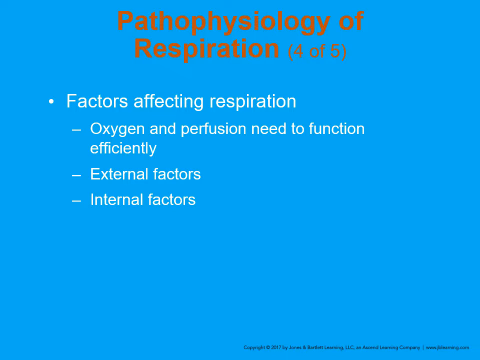Factors affecting respiration. Oxygen and perfusion need to function efficiently. External factors include atmospheric pressure and the partial pressure of oxygen in the environment. Internal factors include conditions that reduce the surface area for gas exchange and decrease the body's oxygen supply, leading to inadequate tissue perfusion. Examples: pneumonia, pulmonary edema, COPD, emphysema, those type things.